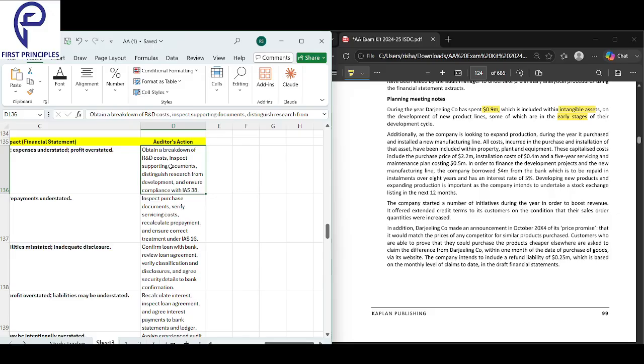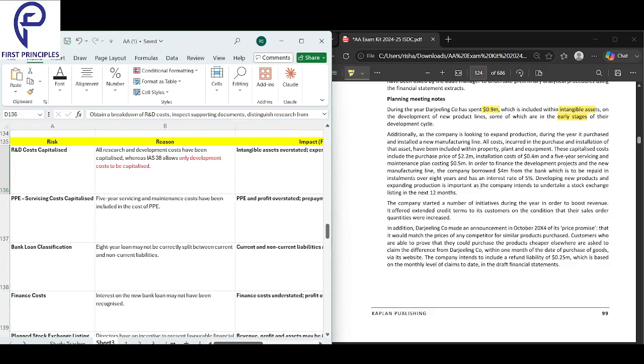And what is an auditor's action over here? Obtain a breakdown of all the research and development costs, inspect the supporting documents, and distinguish between research and development. Also ensure compliance with IAS 38. These are the things you have to do as an auditor.